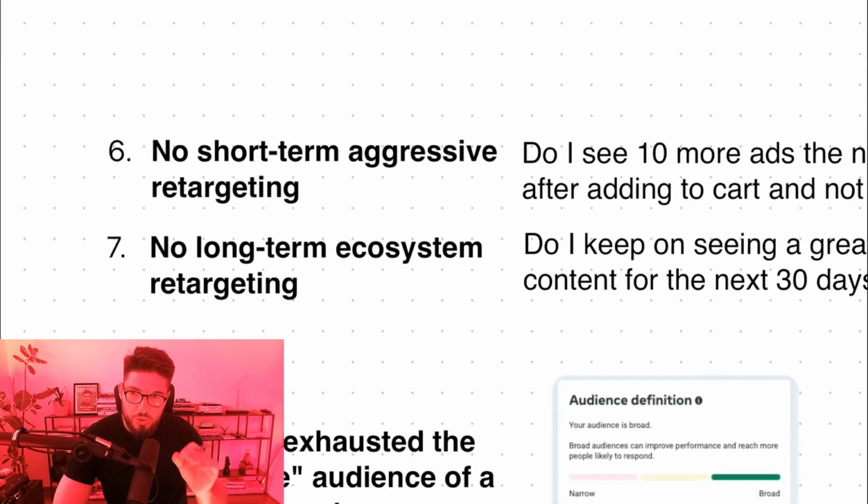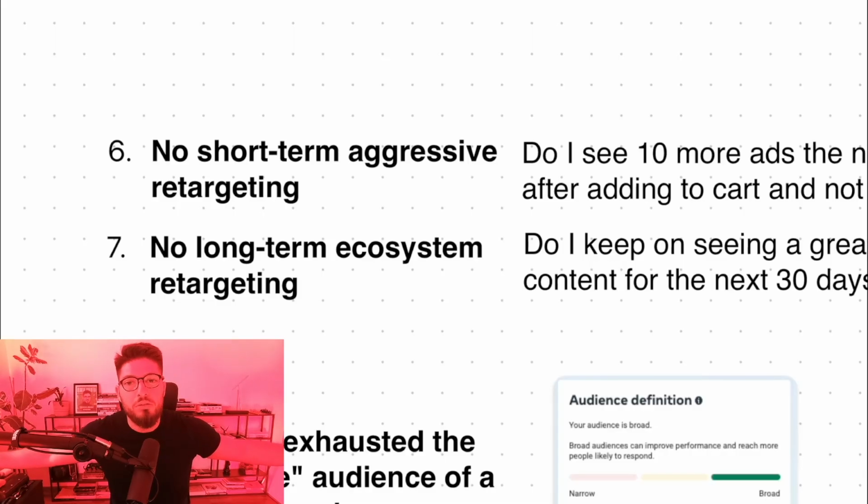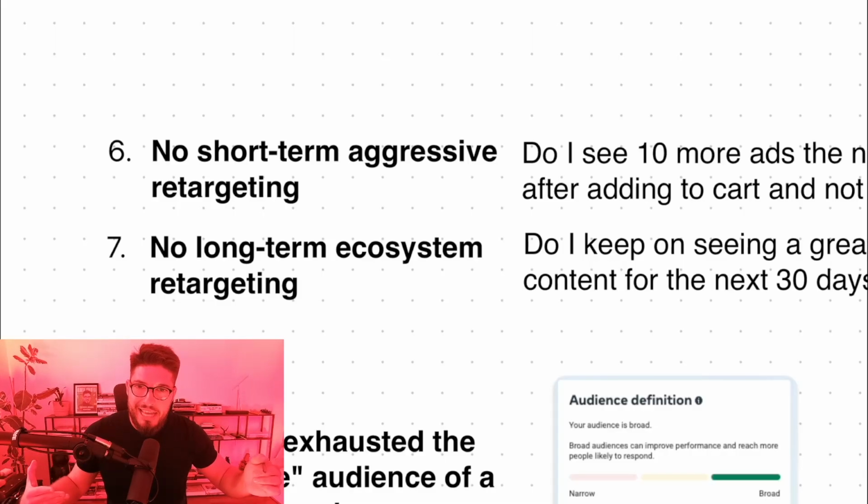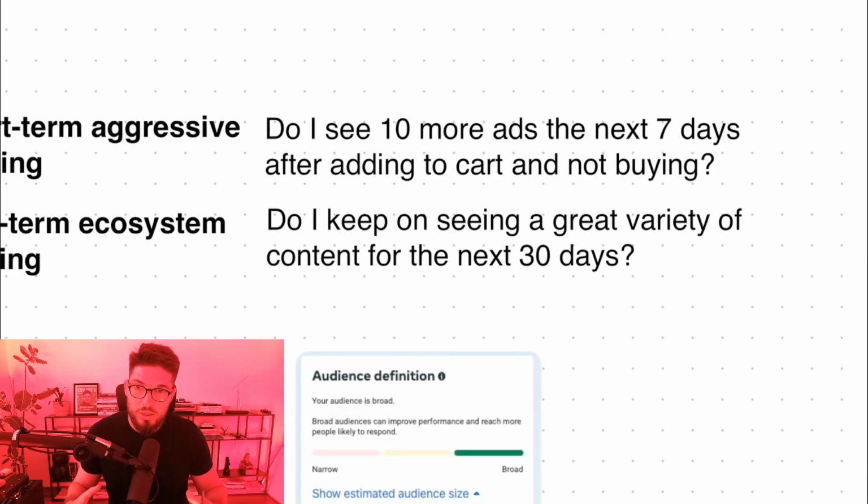6 and 7, they go together. You have no short-term aggressive retargeting and you have no long-term ecosystem retargeting. This means that if you're spending 200 a day, no problem. The moment you're spending 5K a day, you need this. And I don't care if Facebook by default will do a little bit of retargeting. I don't care, because I want to still have a little bit of control over this. And if we do double retargeting, whatever, let's go, double. So I still want to control the message that somebody's going to see right after they add to cart and not buy. So the question is, do I see 10 more ads the next 7 days after adding to cart and not buying? And if the answer is no, you need that.